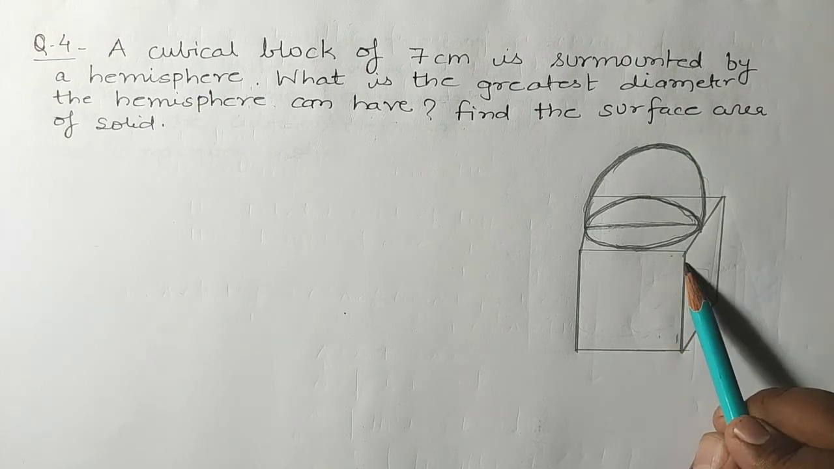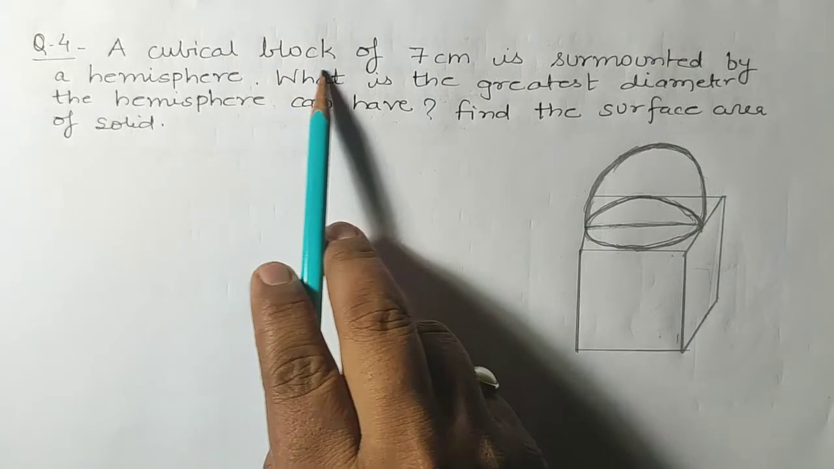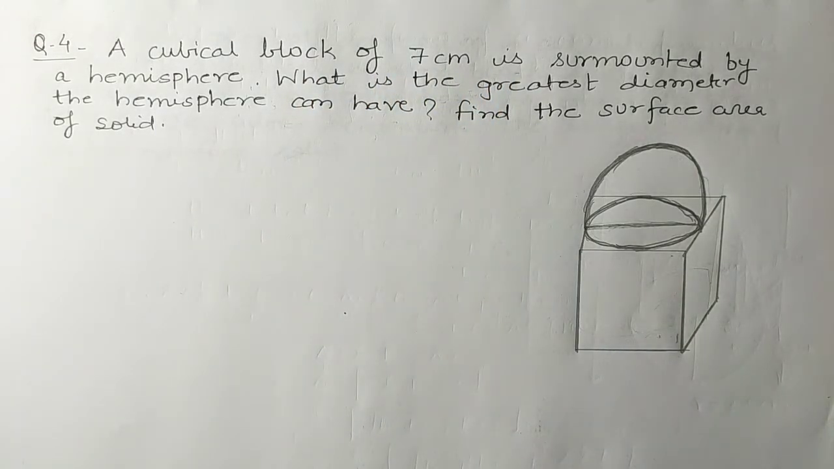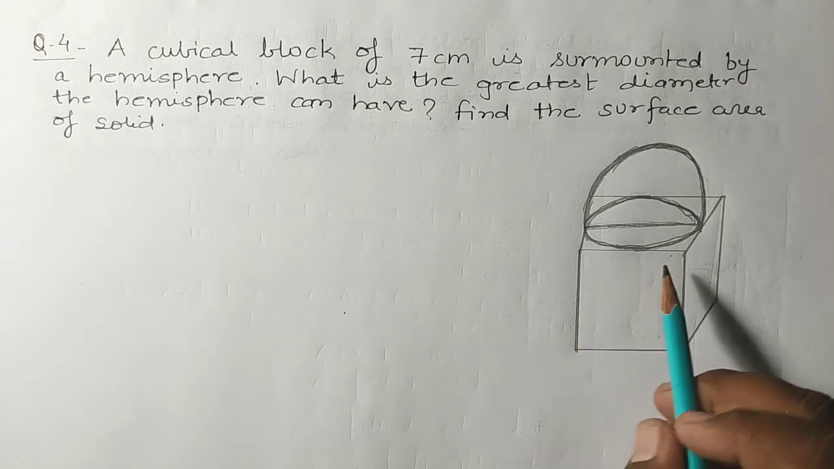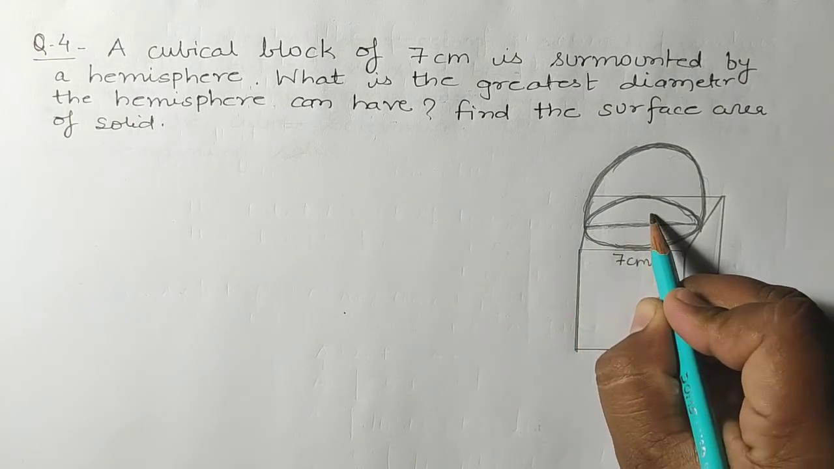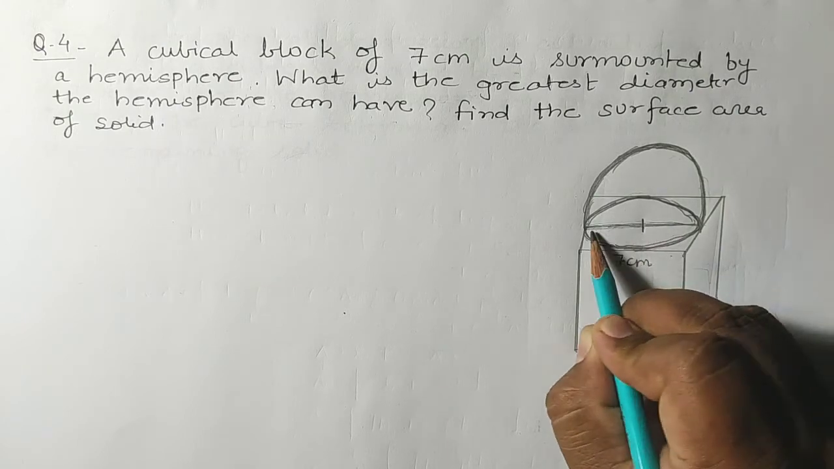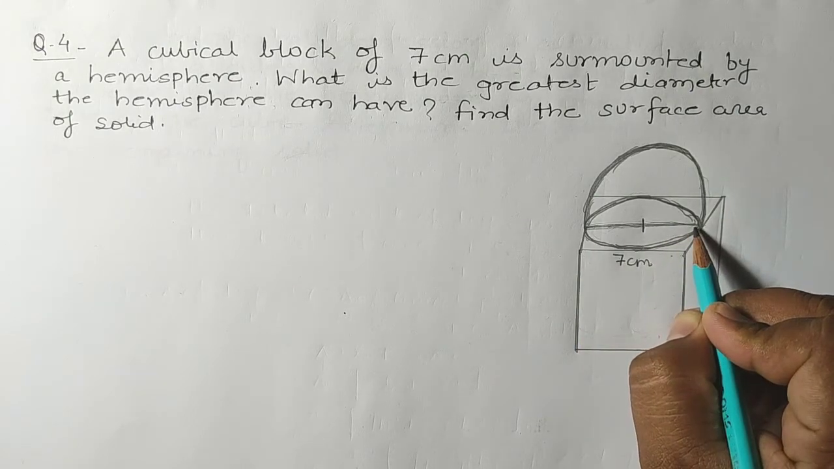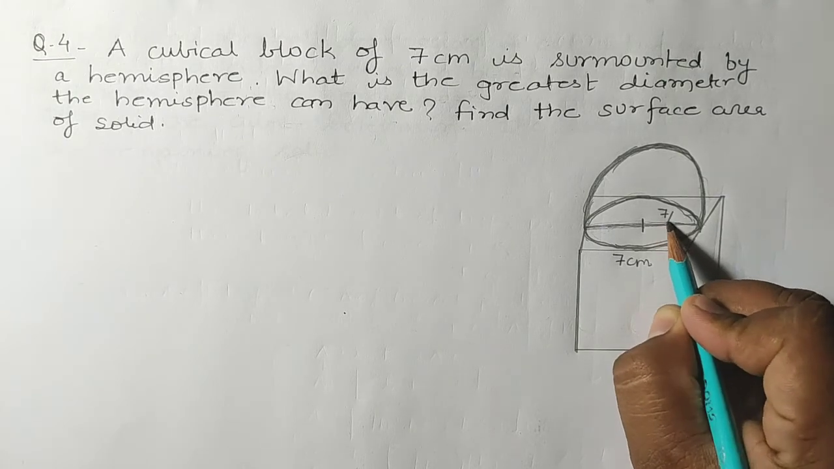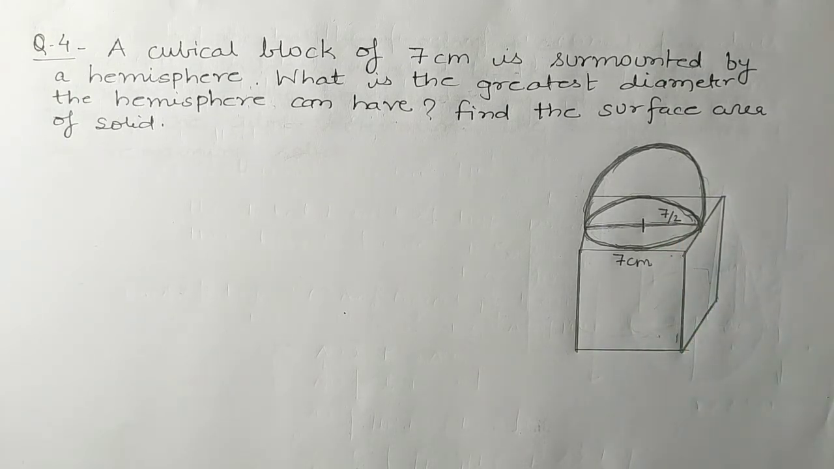And what is the edge of this cube? A cubical block of 7 cm, which means all its sides are equal to 7 cm. So the diameter of this hemisphere will be 7 cm. And then what will be its radius? The radius will be 7 by 2 cm. Okay students, so the figure will be like this.